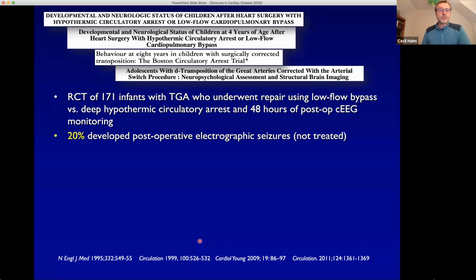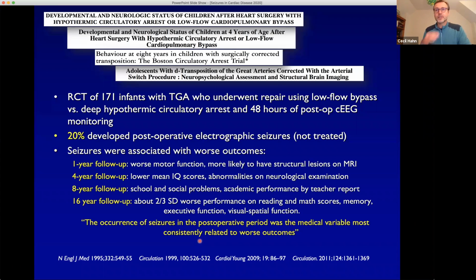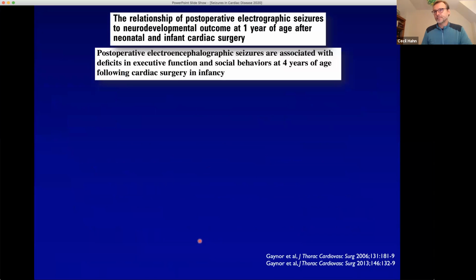It turns out about 20% of these patients in the trial developed seizures. These were untreated seizures because they were EEG only, most of them. And when they did their follow-up studies, it turns out that the seizures were actually the medical variable most consistently related to outcomes, all the way to 16 years follow-up. So seizures clearly are a marker of risk for worse outcomes.